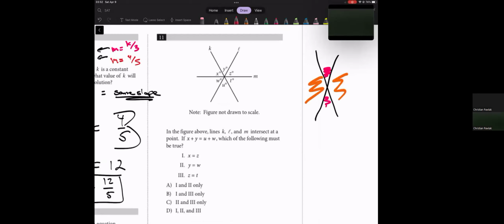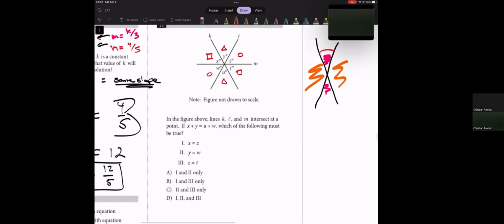So I don't like to draw the little arcs. I like to do this. Triangle, triangle. Circle, circle, square, square. Because they're all vertical angles. Why do I like to do that? Because it's less messy and it's perfect for this. So if I take x, so square, plus y, which is triangle, equals u, which is triangle, plus w, which is circle, I can cancel out the triangles, and I'm left with square equals circle. So really that just means all the circles are actually squares.